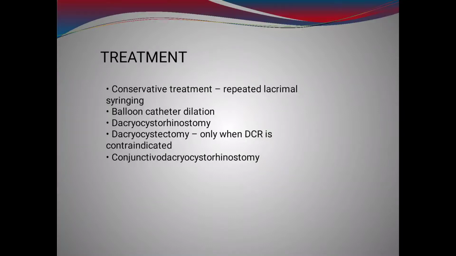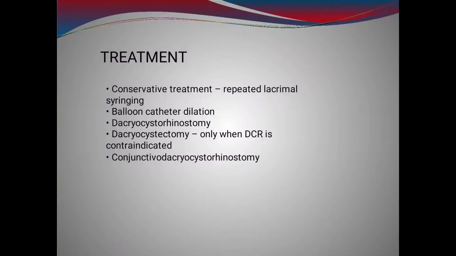So what do we do for chronic dacryocystitis, friends? The definitive treatment is usually surgical. We have to do surgeries. So there are basically three types of surgery that we can do. The first is called dacryocystorhinostomy. Then second is dacryocystectomy, and third is conjunctivo-dacryocystorhinostomy.